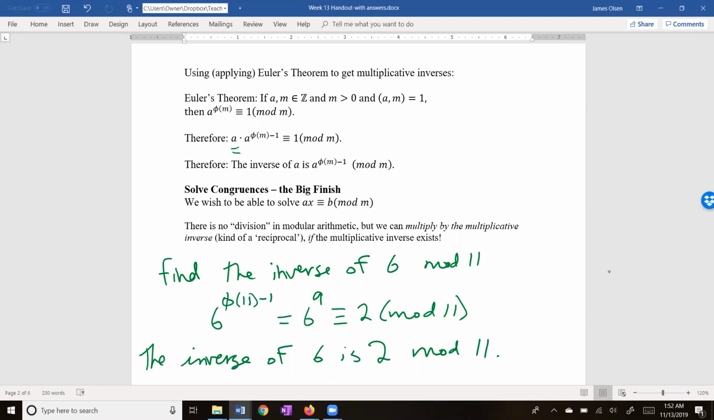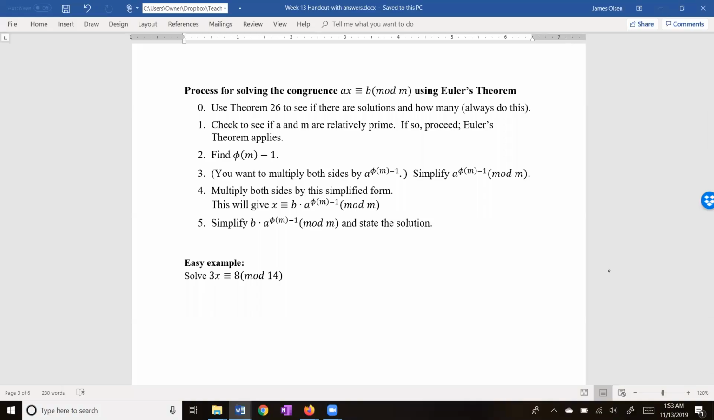Now let's use the inverse in order to solve a congruence. Let's see what our steps are going to be. We're solving ax is congruent to b mod m. First of all, we should see if there are solutions and how many. Then we check to see if a and m are relatively prime. a and m must be relatively prime in order for Euler's theorem to apply. They don't have to be relatively prime for there to be a solution, but they have to be relatively prime in order for us to be able to use Euler's theorem.